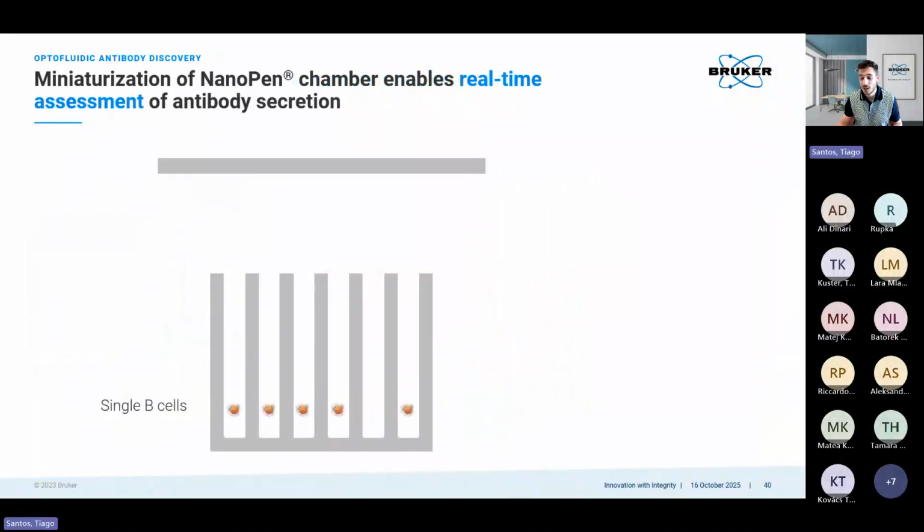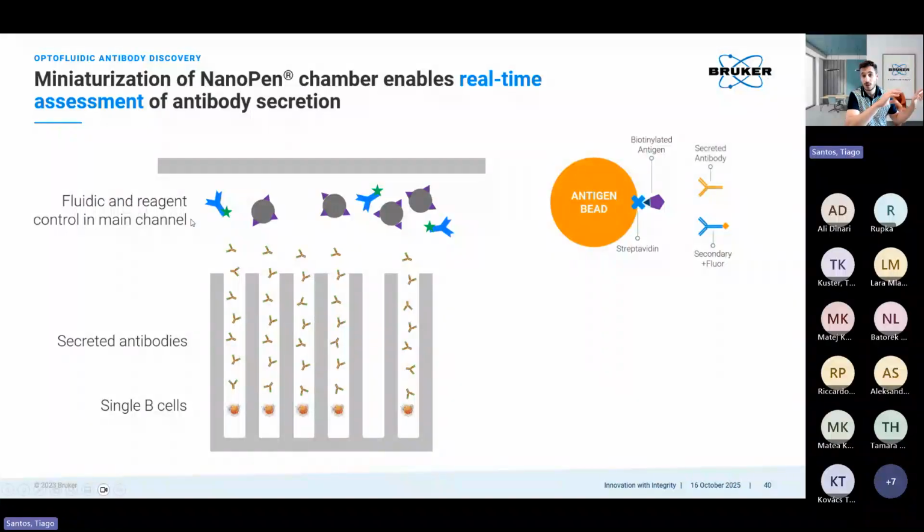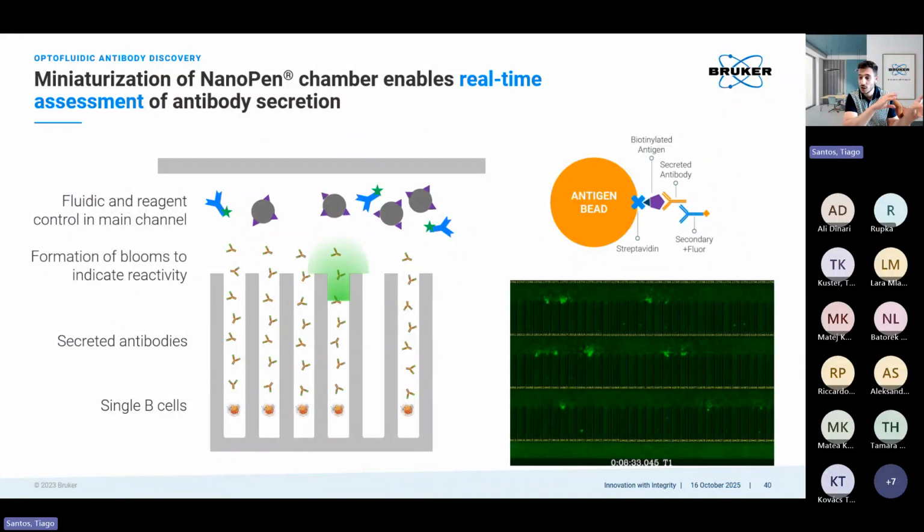This is represented here once again. In these different nanopens, you have a single B cell. So what we do then is load different types of conjugated beads to detect the secretion of antibodies. The B cells are live here, they are secreting the antibodies, and through perfusion, the antibodies will flow out of the nanopens and go into the corridors. And in these corridors, through diffusion, laminar flow, as I mentioned, you flush in multiple antigen beads, thousands and thousands of antigen beads with streptavidin biotinylated antigen complexes, where basically we can capture the secreted antibody.